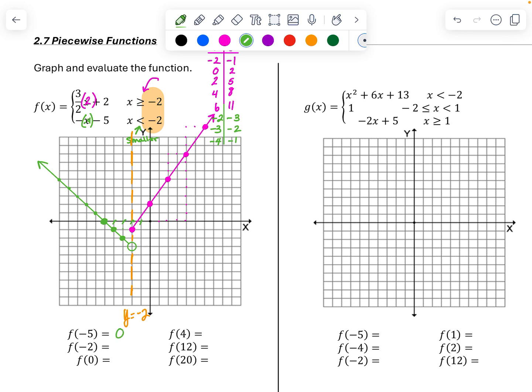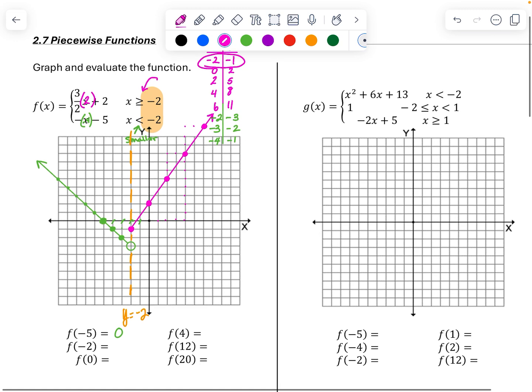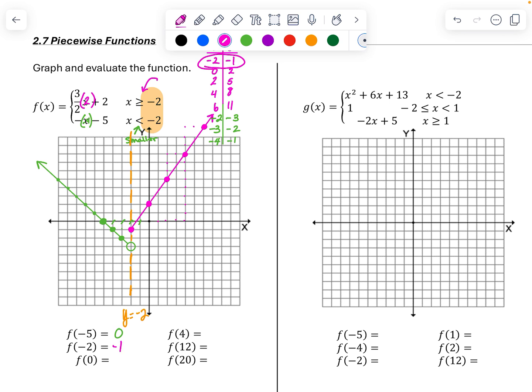When x is -2. Now here's where you need to be careful. For -2, you want to use this one, because that's the one that's actually on the graph. And then when x is 0, we got 2. When x was 4, we got 8. When x was 12, we didn't do 12, but we could do 12.